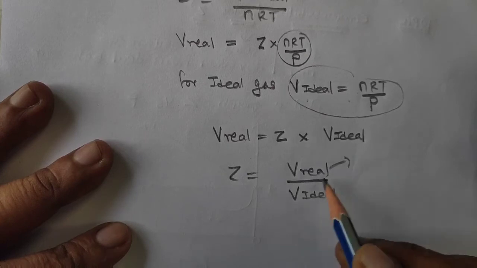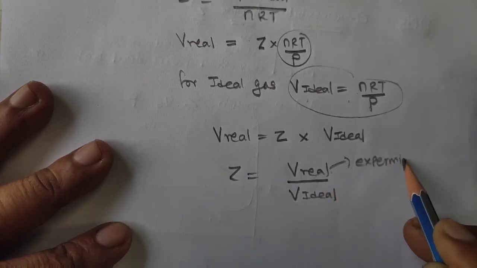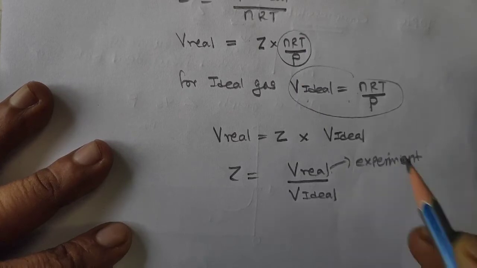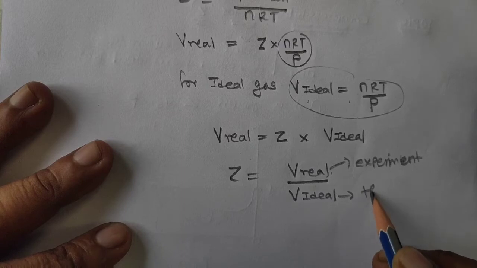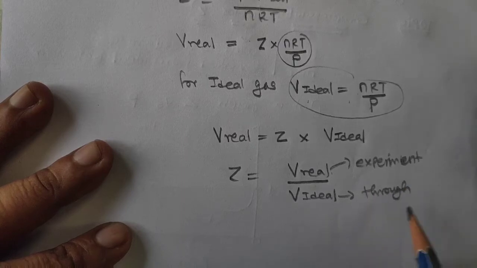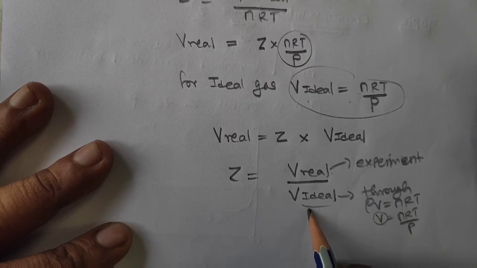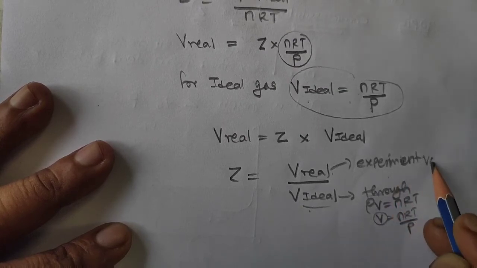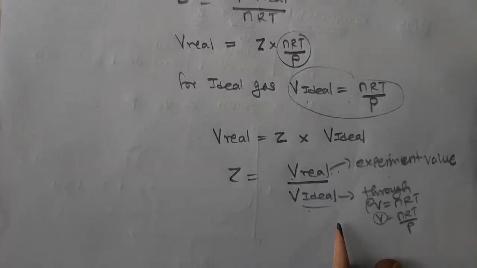Now the V real value you can find through experiment, and the V ideal value you can find through the formula PV is equal to nRT, that is, V is equal to nRT by P. This is our experimental value, V real, the volume of real gas, right? So this is the part we are discussing.